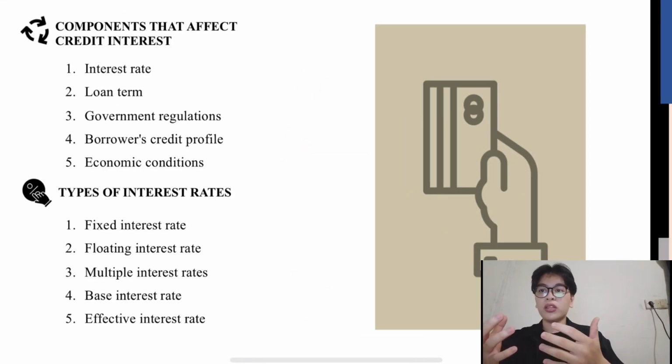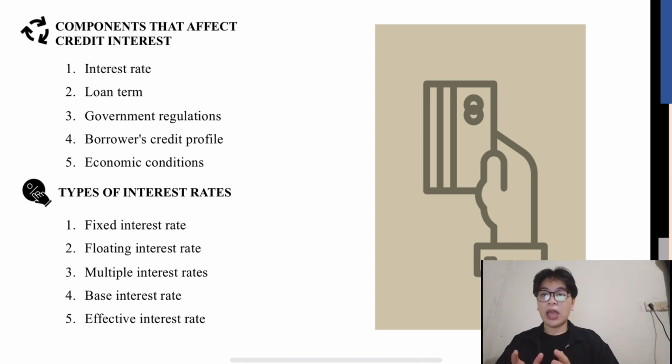I'm going to explain about the interest rate sections: the components that affect credit interest, types of interest rates, and example questions about interest rates. So we're going to number one. There are several components that affect credit interest, including interest rate, loan term, government regulations, borrower's credit profile, and economic conditions. Interest rate is the base rate that determines how much a bank or other financial institution will charge as loan interest.